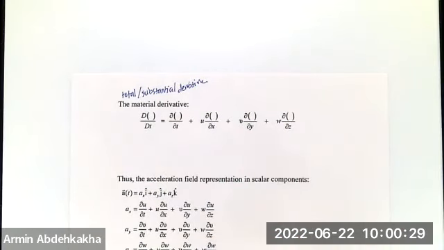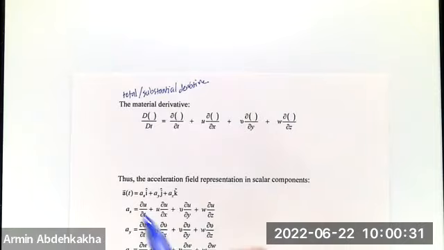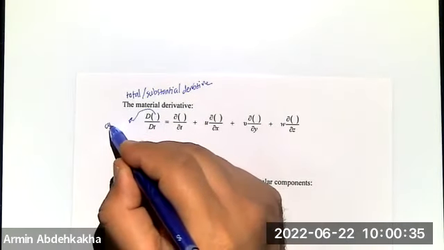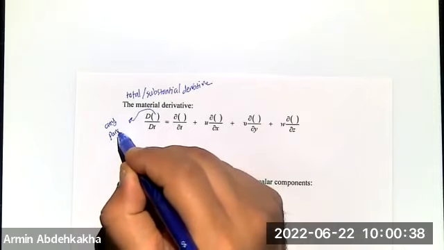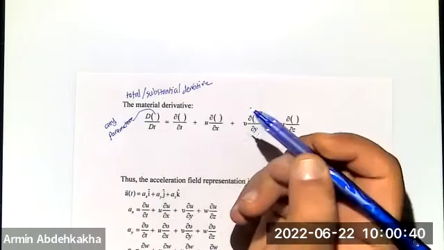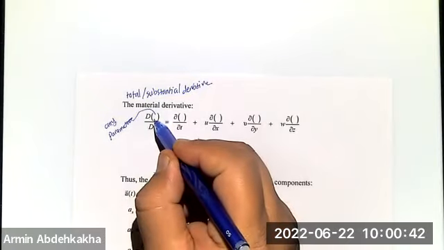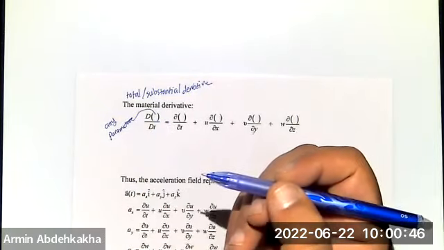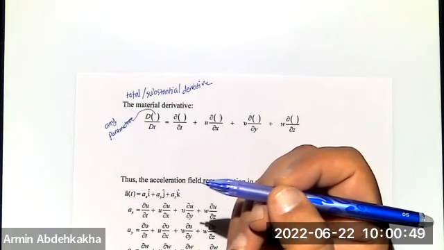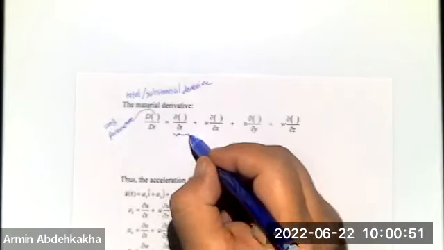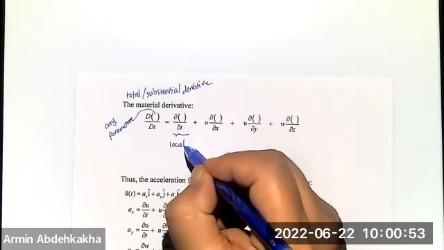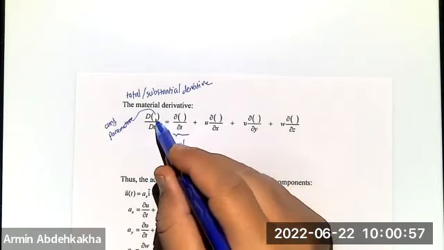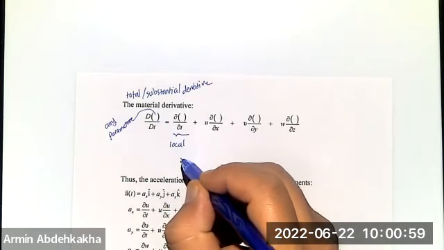Okay, and here you can have any parameter. Remember, any parameter could be here. But if you put velocity here, then you will have acceleration. This term is known as the local acceleration. If you have velocity here, then this is going to be a local acceleration.